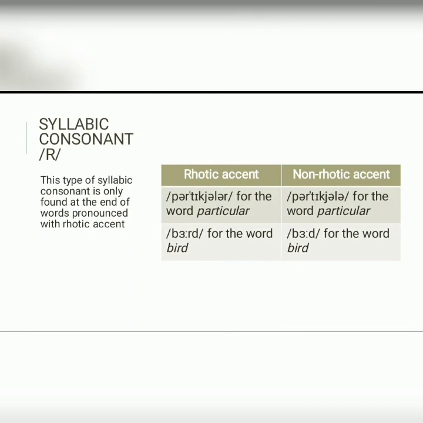For example, in the first word, in rhotic accent, it will sound particular, but in the non-rhotic accent, it will sound particular. And for the second word, in rhotic accent, it will sound bird, but in the non-rhotic accent, it will sound bird. Maybe that's all my explanation about the strong and weak syllables.